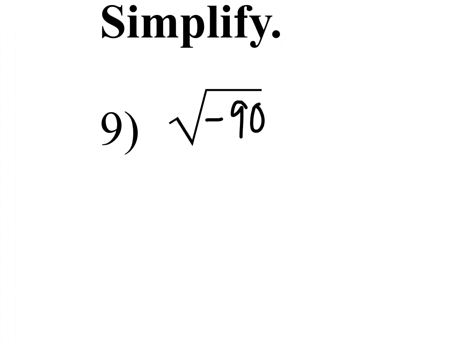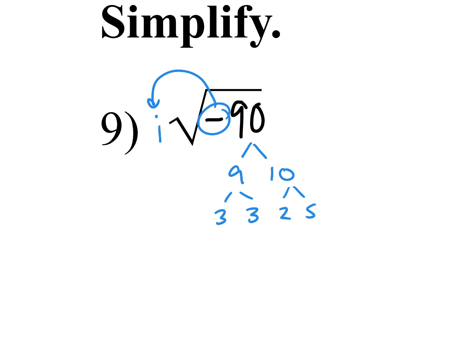So we're simplifying our radicals here. What should I do first? Take the negative out and change it to an I. What are 2 factors of 90? 9 and 10. What are 2 factors of 9? 3 and 3. 2 factors of 10? 2 and 5.